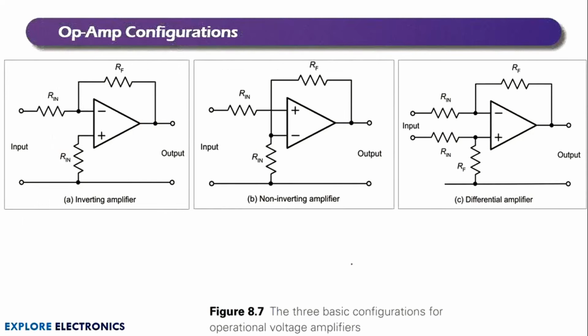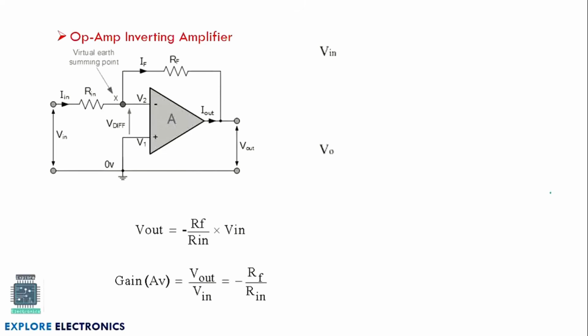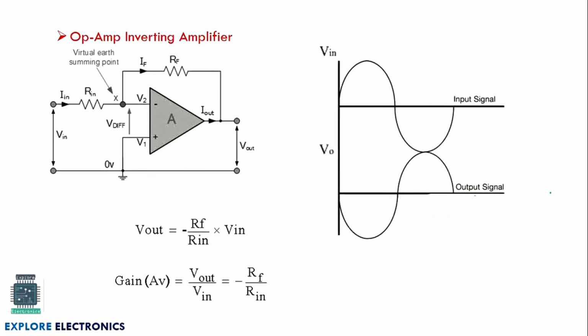And then op amp configurations. This is a very important concept here. The three op amp configurations we need to discuss here are: one is the inverting amplifier, another one is the non-inverting amplifier, and then the differential amplifier. Now let us see one by one. First one is the op amp inverting amplifier.